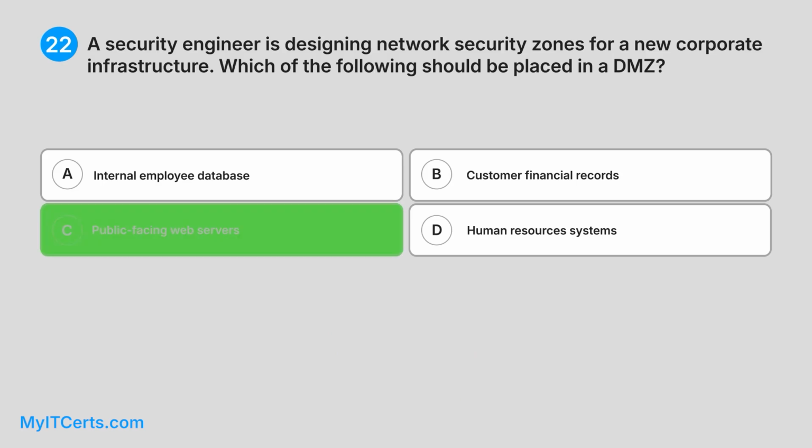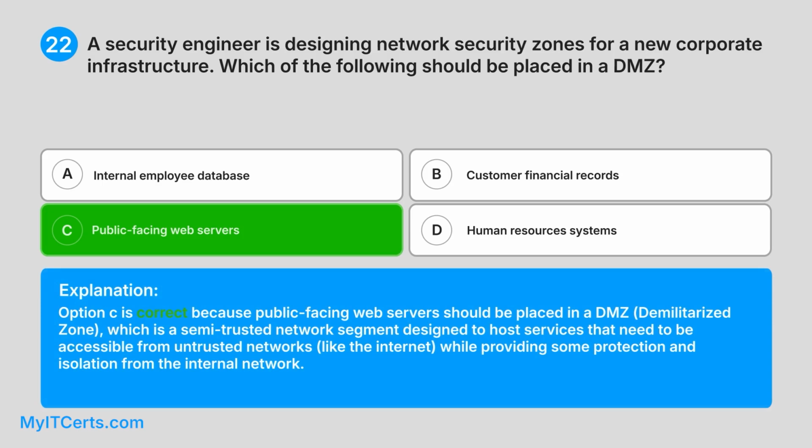Correct answer, C. Public-facing web servers. Explanation. Option C is correct because public-facing web servers should be placed in a DMZ, demilitarized zone, which is a semi-trusted network segment designed to host services that need to be accessible from untrusted networks, like the Internet, while providing some protection and isolation from the internal network.